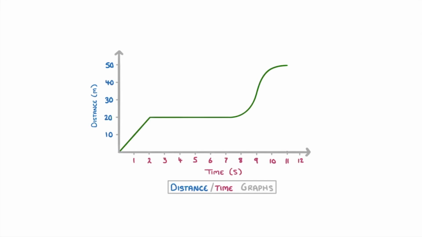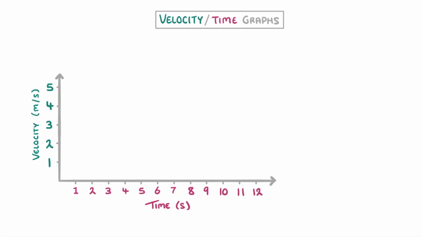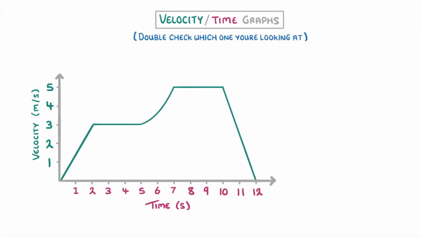In the last video we looked at distance time graphs, which show us how the distance of an object varies over time. In today's video though, we're going to focus on velocity time graphs, which show us how an object's velocity changes over time. These graphs both look pretty similar, and it's really easy in exam to get the two of them confused. So just be really careful and double check which one you're looking at.